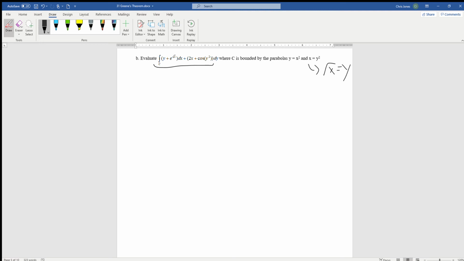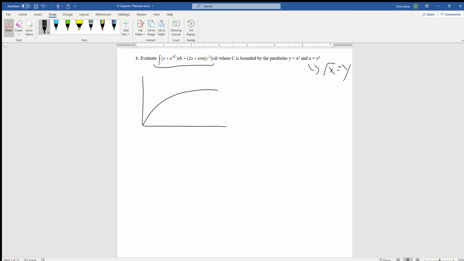Now the first thing we'd want to do is try a parameterization if at all possible. However, a parameterization would mean that we'd need two separate line integrals. Not only that, but I'm thinking of something like e to the t or e to the root t, and it might not even be possible for us to evaluate this without using Green's theorem. So if we construct the region, here's what we get.